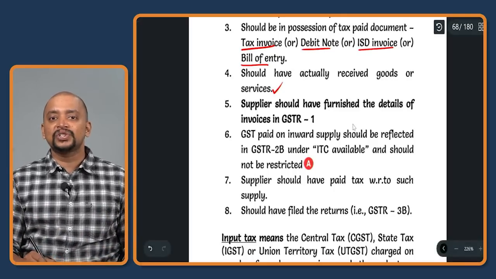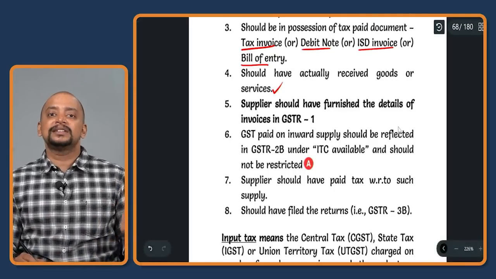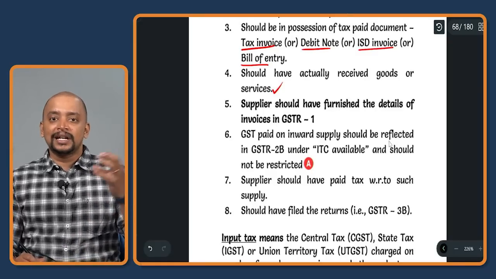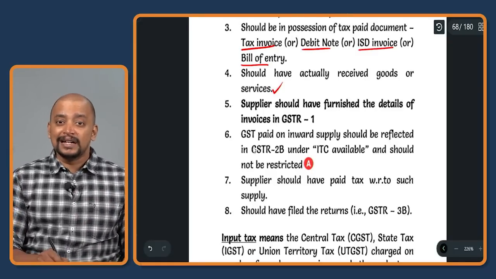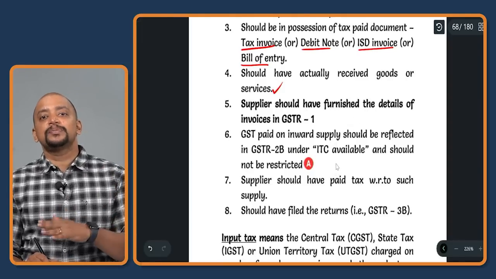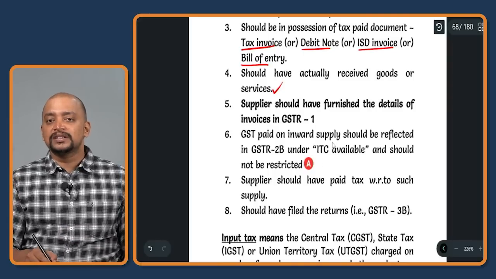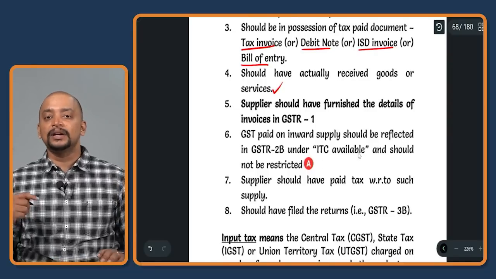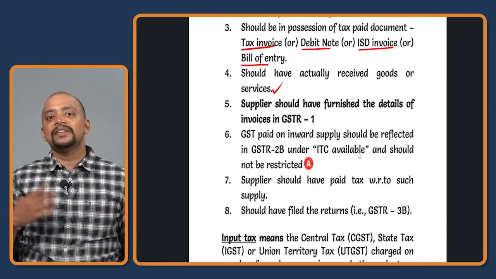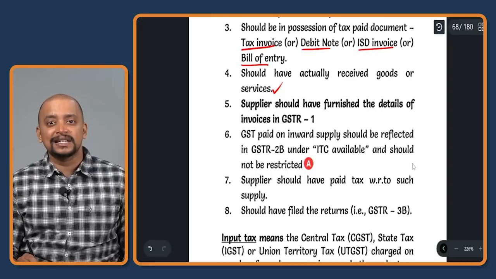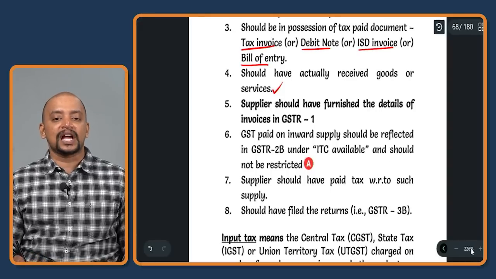Then supplier should have furnished the details of supplies in GSTR 1, because now we can take only matched ITC. So the supplier should report the details in GSTR 1, and the details reported in GSTR 1 should be made available to the recipient in 2B, which means it should be filed by the supplier by due date. GST paid on inward supply should be reflected in GSTR 2B under ITC available. In 2B there are 2 columns, ITC available, ITC not available. So it should be reflected in ITC available. If it is reflected in ITC not available, then we cannot take that input tax credit.